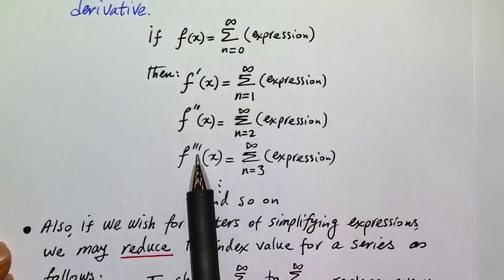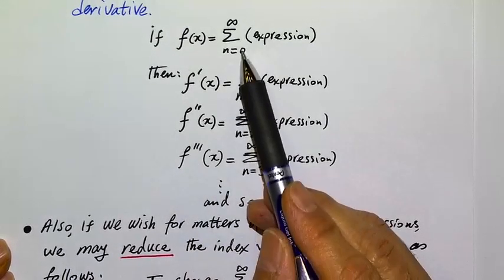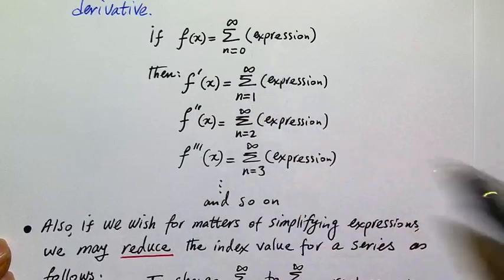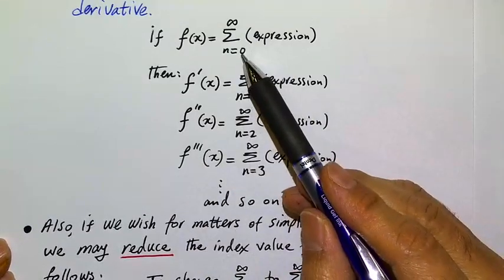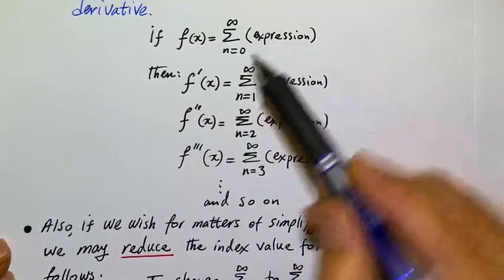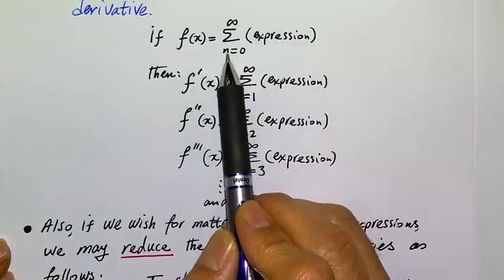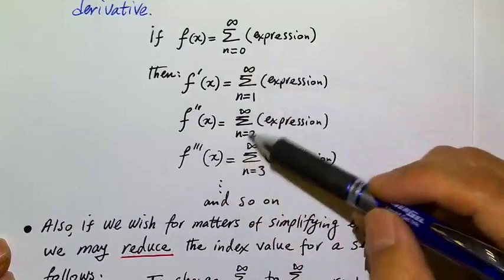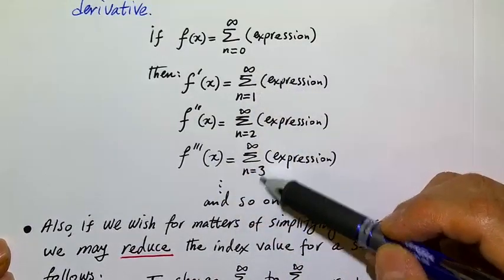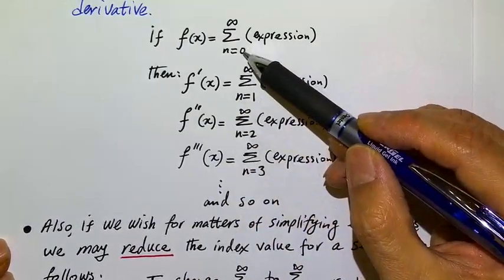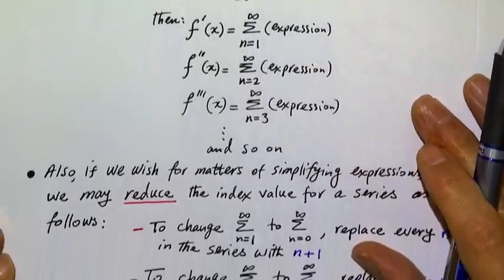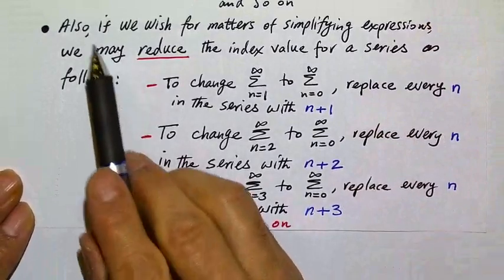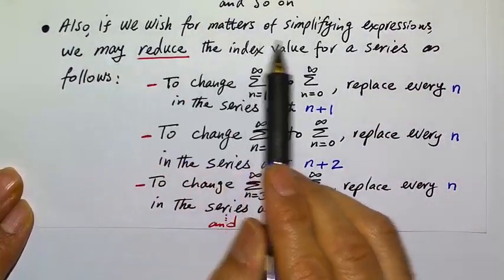For the third derivative, it goes from 0 to 3. For the fourth derivative, again, n goes from 0 to 4. Again, if the original function started from n equals 4, and you were taking the third derivative of that, you would go from 4 to 7. Just add 3 to that. Okay? All right.